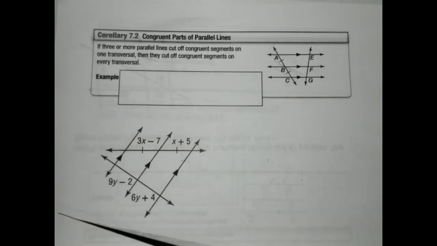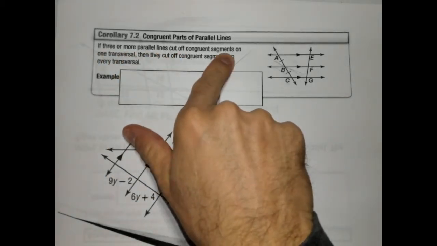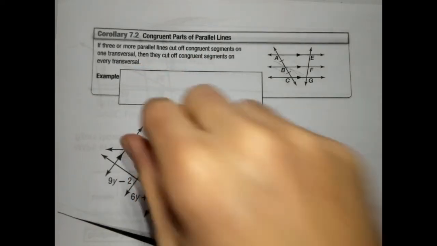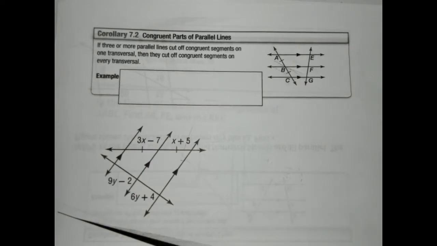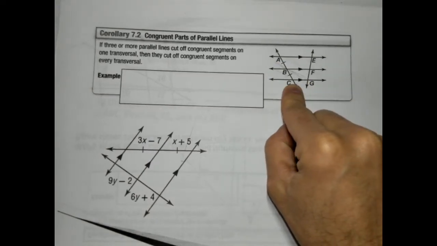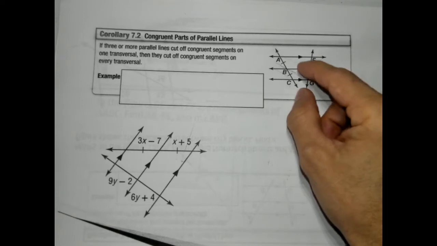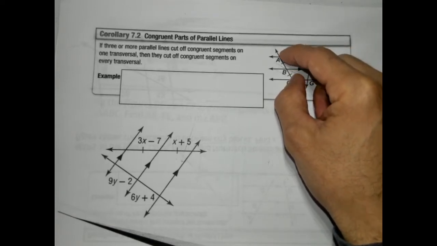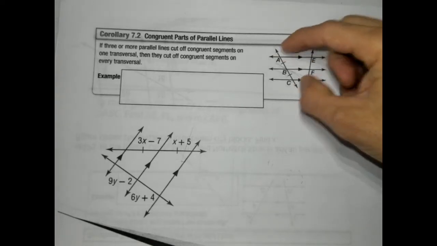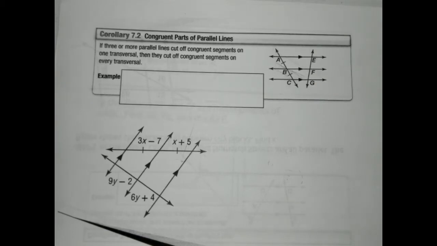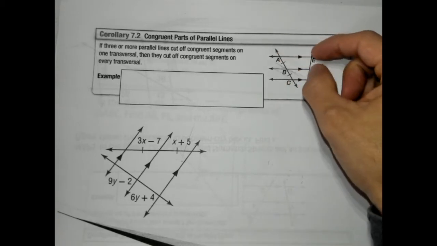Corollary, I love that word. Congruent parts of parallel lines. If three or more parallel lines cut off congruent segments on one transversal, then they cut off congruent segments on every transversal. So here we have a transversal, and here we have another transversal. It's telling us that congruent segments on this line, by line segment I mean AC, means that these two would also be congruent. It means EF and FG would be congruent. So in essence, if we know that these are congruent, these other pairs are going to be congruent.